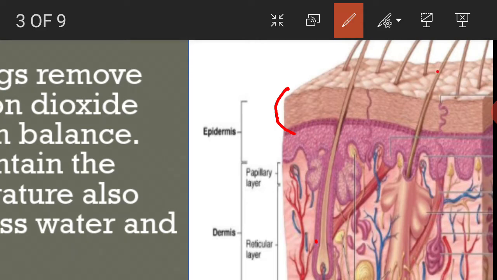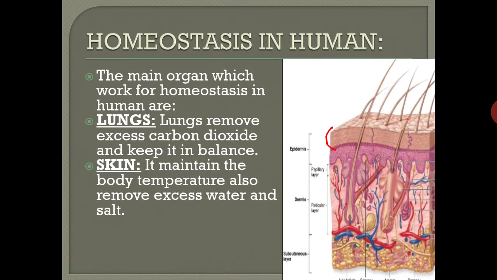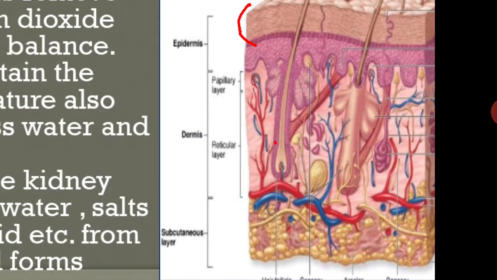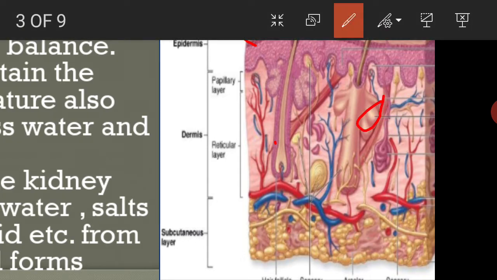You can see the blue and red colors, where blood vessels are present. These are the blood vessels, sensory nerve endings, and sweat and oil glands. Hairs are also present, and fat cells in yellow color. These are the fat cells.